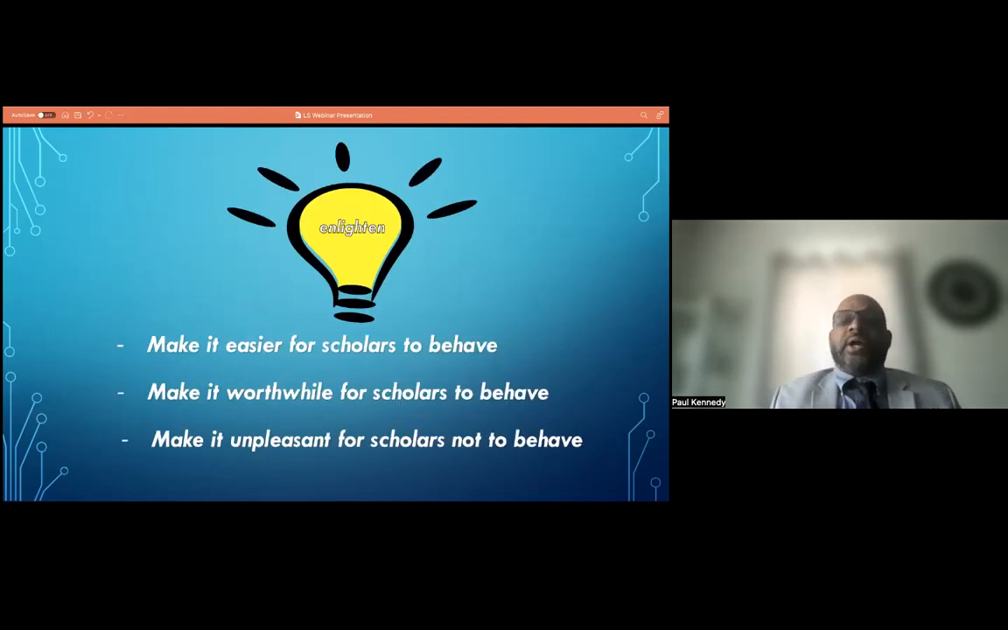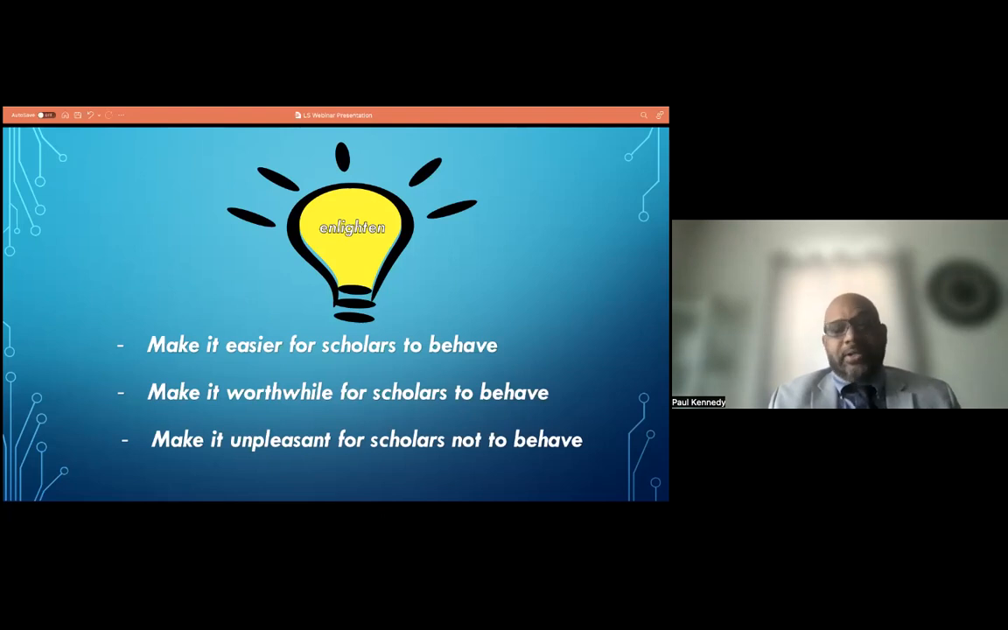So what we want to try to do with Global Academies, we just want to enlighten people. We always want people to learn. We always want them to be in a space to grasp a level of understanding of how behaviors work. And you might have heard this before: you teach them math, you teach them English, you teach them science. Well, guess what? You have to teach behaviors too. So we have to make it easier for our scholars to behave, put them in a position to be successful. We have to make it worthwhile for our scholars to behave.